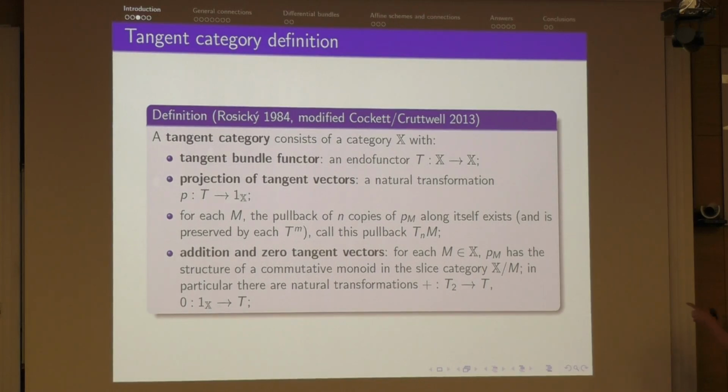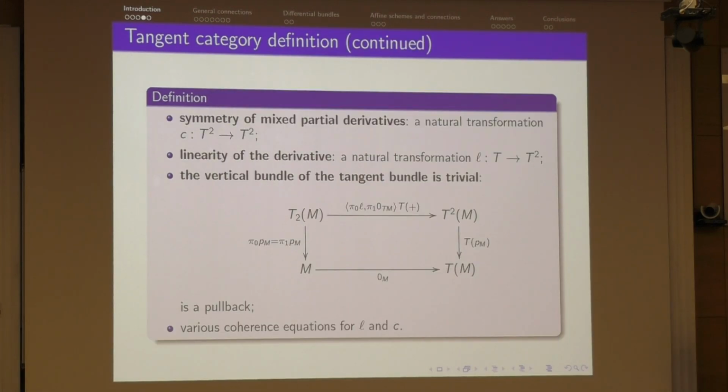Now, this is half the structure, I'll get to the other half in a second. What we're not going to ask is some kind of additional scalar multiplication structure, some kind of vector space structure on each of the tangent spaces. Instead, what we get is interesting things related to powers of the tangent bundle.